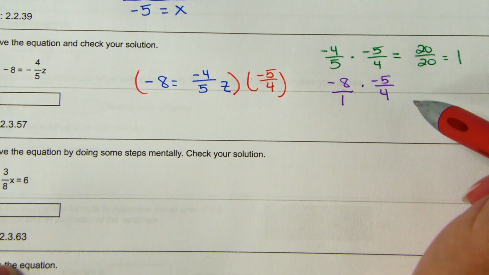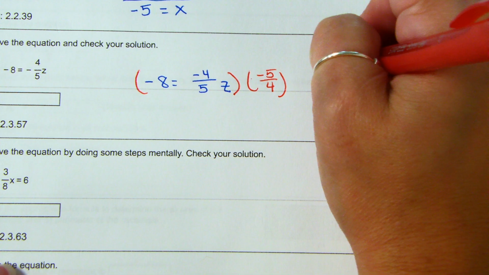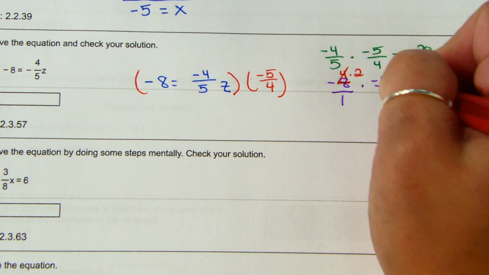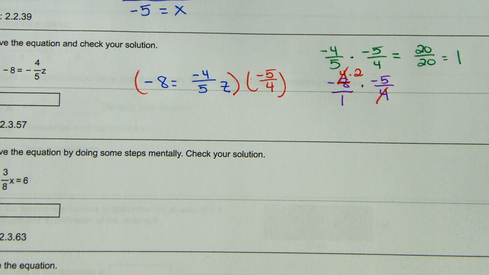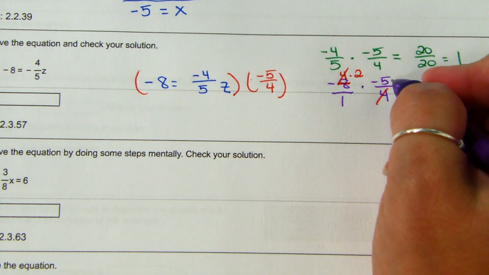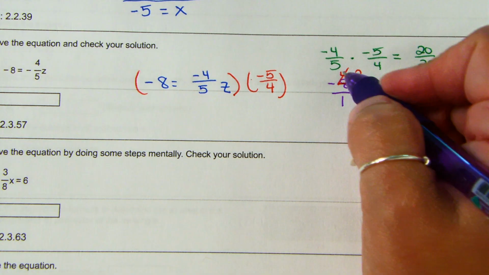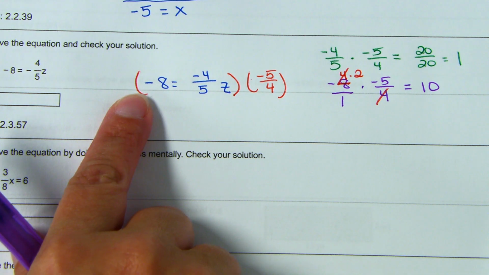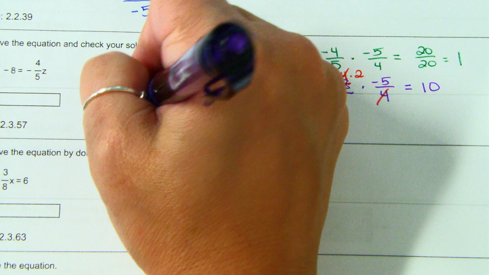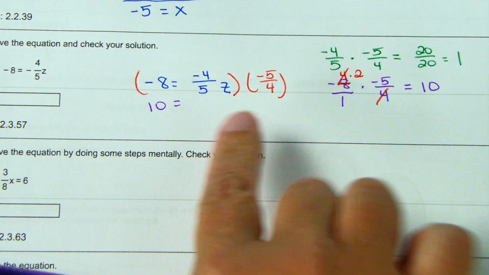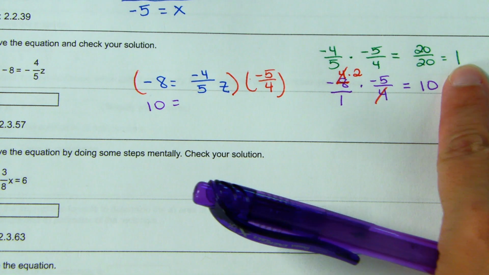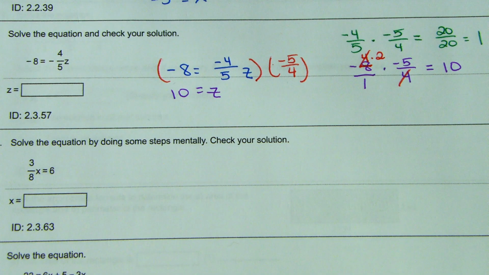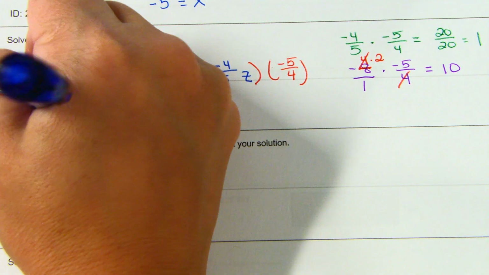And if you don't believe me that this is how it works, watch. We have a -4/5 times a -5/4. That gives us a positive 20/20, which gives us a 1. That is the whole reason we do the multiplicative inverse method. Now, if I'm multiplying -8 by -5/4, I might need to do that over here on the side. And remember that if I am multiplying a whole number by a fraction, I can make any whole number into a fraction by sticking it over 1.